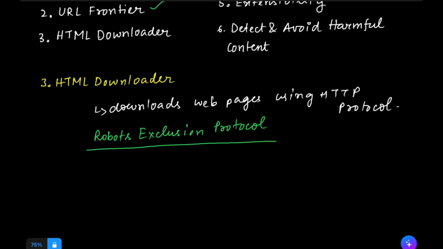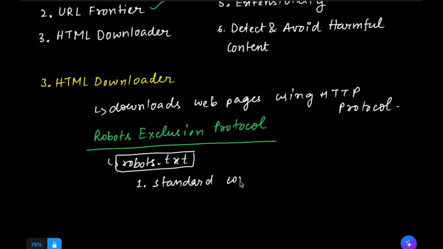So what is this? Basically, a web page has a robots.txt file, and this file is a standard communication between a web page and a web crawler. This file directs which hyperlinks to exclude from that particular web page, or which things the web crawler is actually allowed to download from that web page.